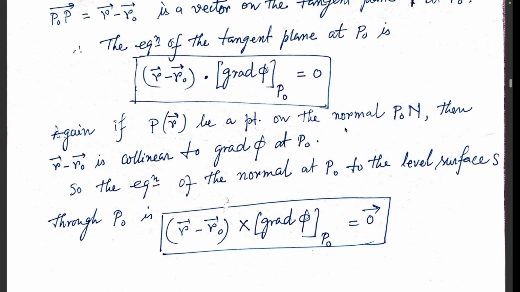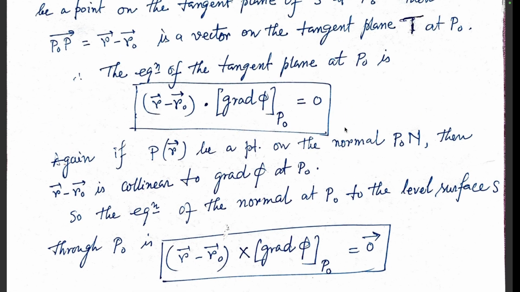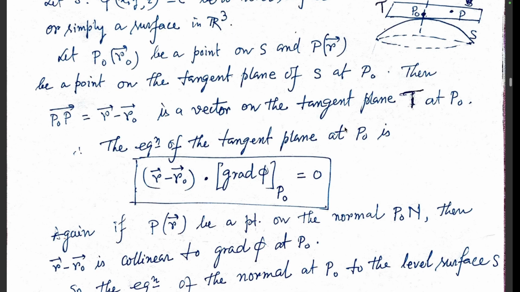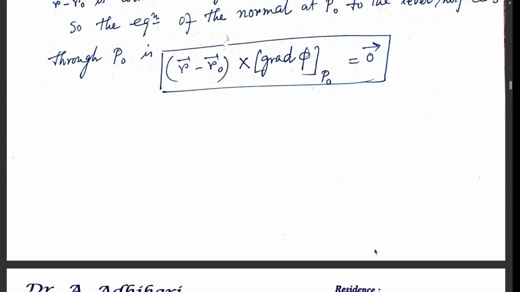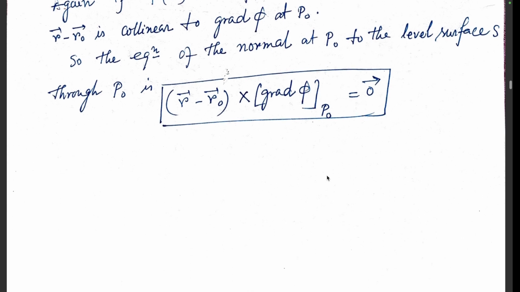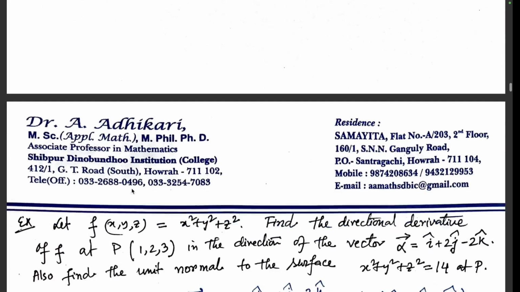Again, if P with position vector R is a point on the normal at P0, then R vector minus R0 vector is collinear to the gradient of phi at P0. So the equation of the normal at P0 to the level surface S through P0 is (R vector minus R0 vector) cross grad phi at the point P0 equals the 0 vector. This is the equation of the normal at the point P0 on the level surface S.